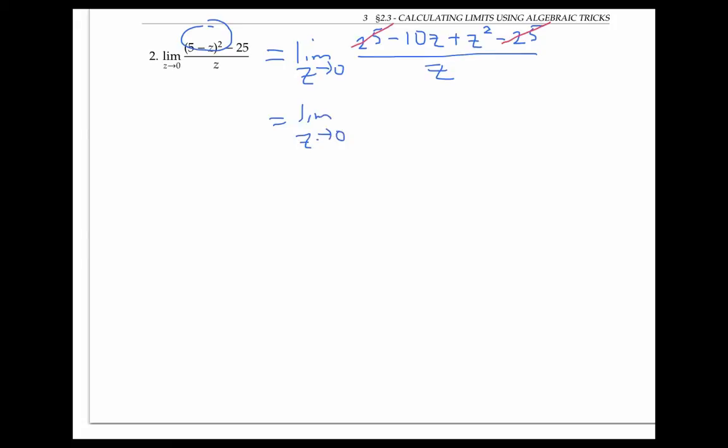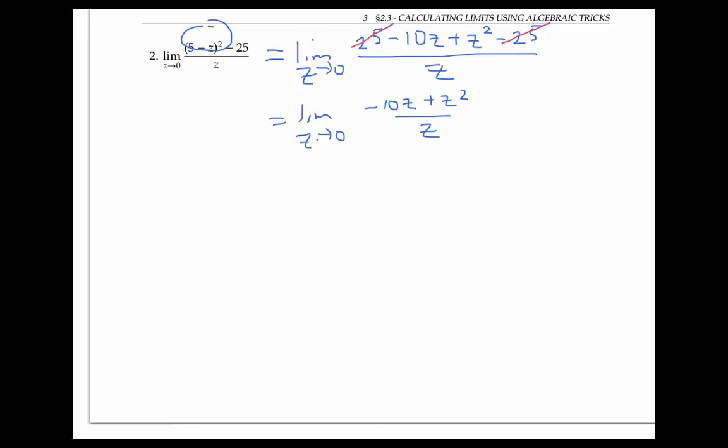Next, let's look at the limit of 5 minus z quantity squared minus 25, all divided by z. Once again, when we plug in z equals 0 in the numerator, we get 0. And in the denominator, we also get 0. This time, instead of factoring, the trick's going to be to multiply out. So let's rewrite this limit as the limit as z goes to 0 of 25 minus 10z plus z squared minus 25. I just distributed to get this expression, divided by z. Since 25 minus 25 is 0, I just have the limit as z goes to 0 of negative 10z plus z squared over z.